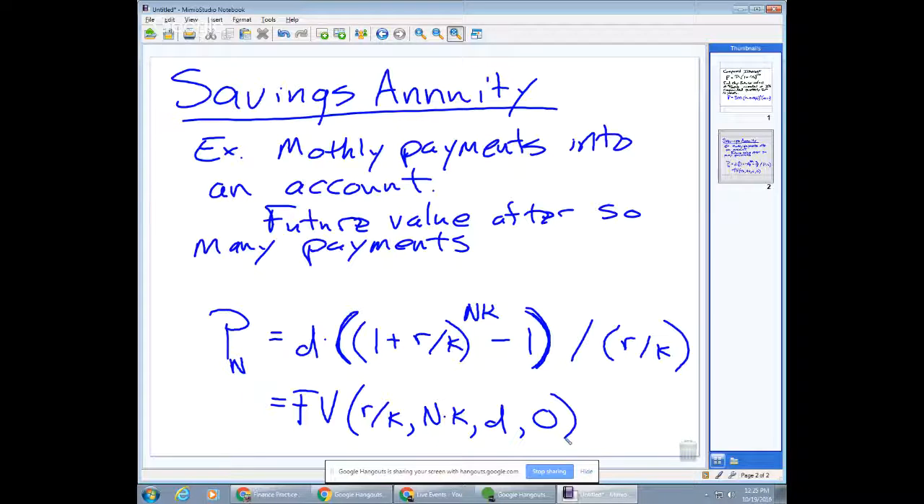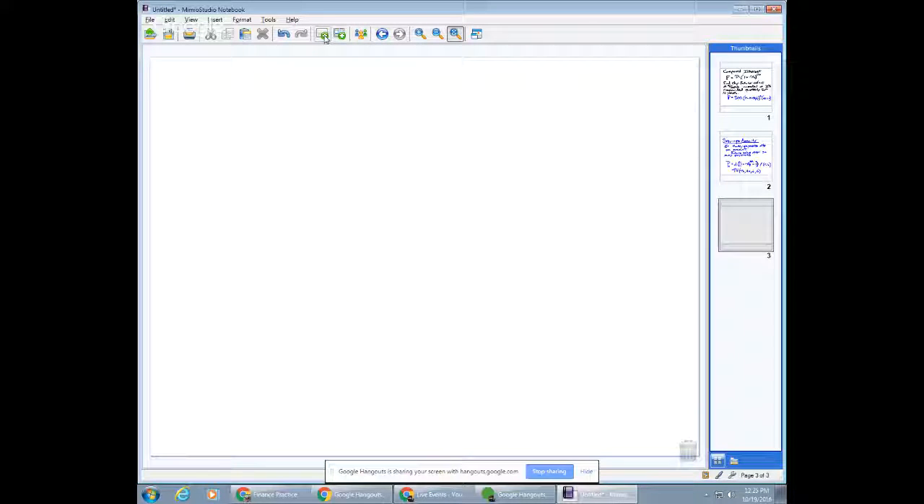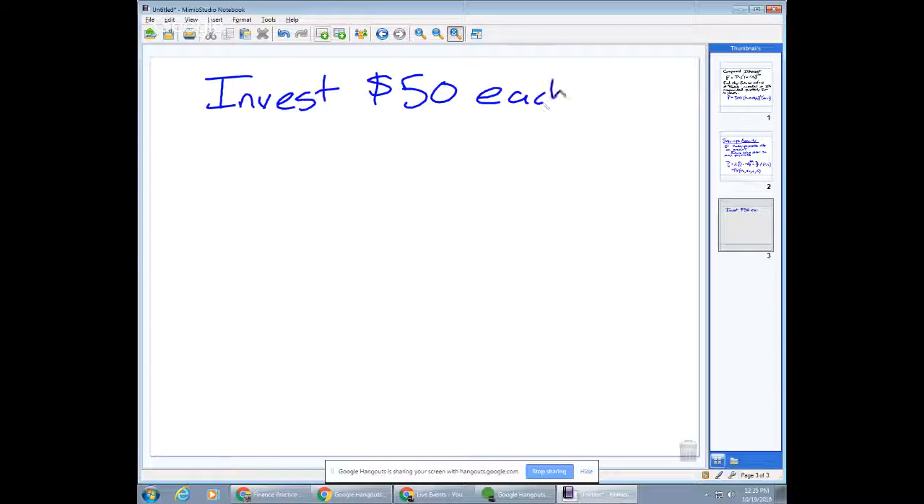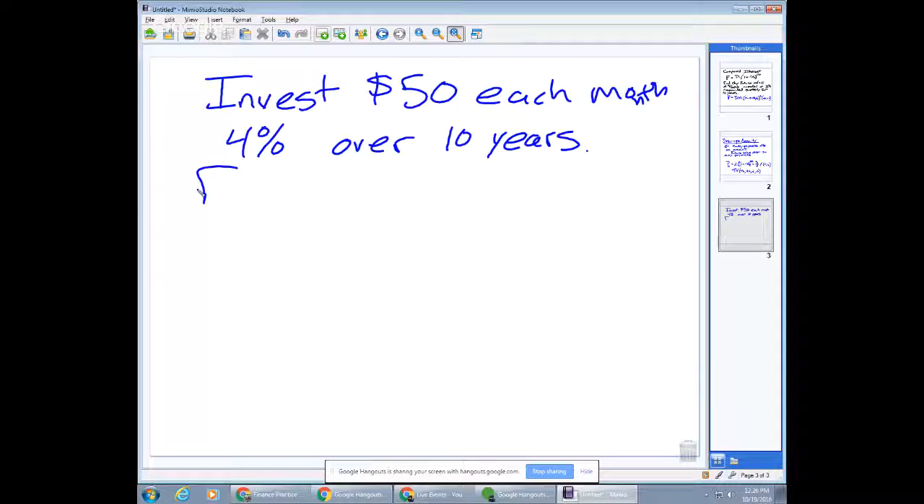So a situation that we might apply this to is maybe we want to buy a car in a few years, let's say, and we can afford to invest $50 each month. We're going to stash that away in savings. And let's do it at 4% over 10 years. We want to know what's the future value of this.